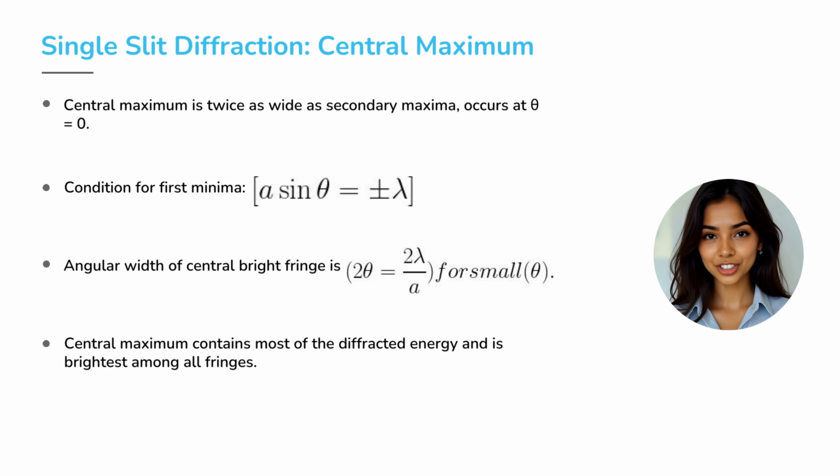For small angles, the angular width of this central bright fringe is approximately twice lambda over a. That means the broader the slit, the narrower this central maximum becomes, and vice versa. Most of the diffracted energy funnels right into this central bright spot, making it the brightest and most intense part of the pattern. So, even though wavelets spread out and interfere everywhere, the main action stays front and center.